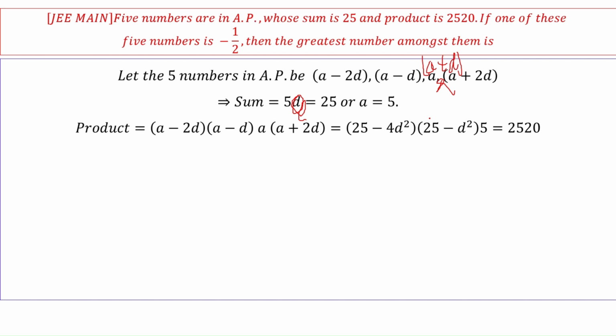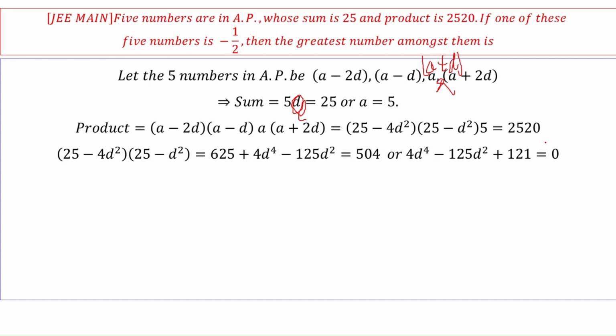So the product of these is 2520, which is given. So a minus 2d into a minus d, into a, into a plus d, into a plus 2d, which is nothing but 25 minus 4d square into 25 minus d square, into 5. A is 5, which is equal to 2520. So if I simplify, I get an equation in d to the power of 4.